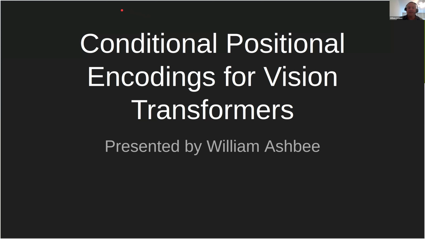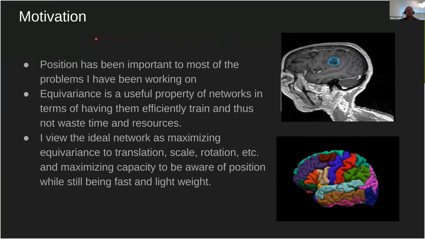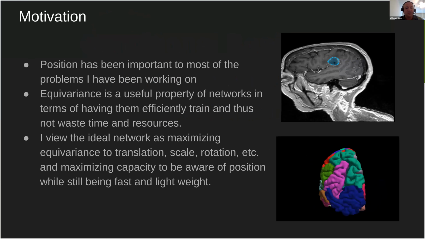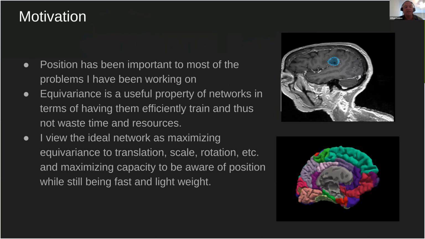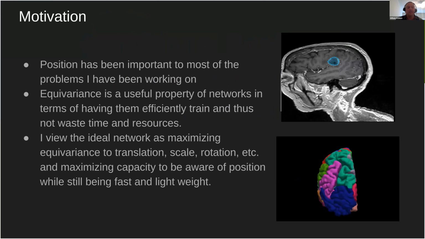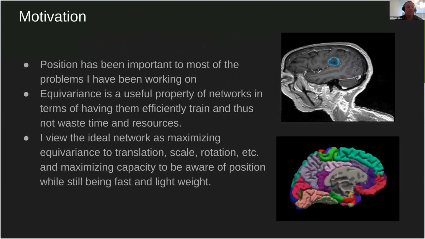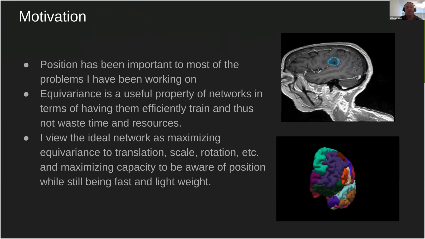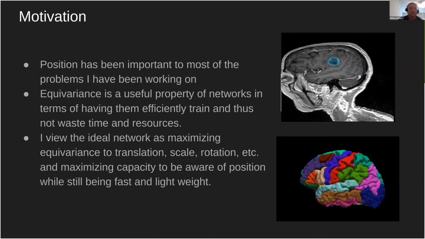Okay, I'm presenting conditional positional encodings for vision transformers. My motivation is that many of the projects I've worked on have required positional information. Segmentation obviously does. You need to basically map a voxel to a segmented voxel, and they usually align. And in surface reconstruction, you have to map voxels to mesh coordinates. So basically position's always been important.